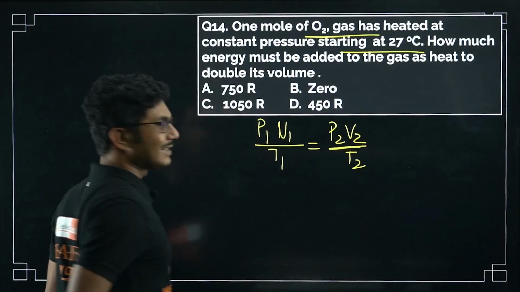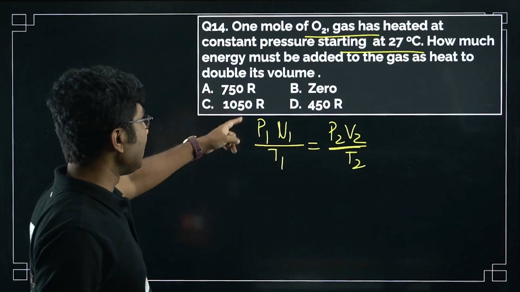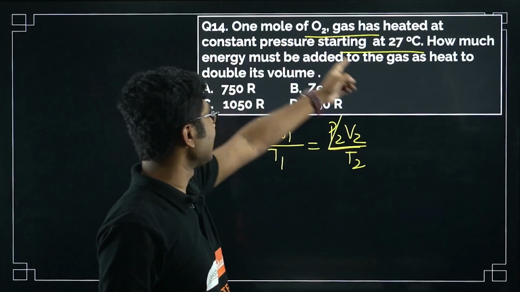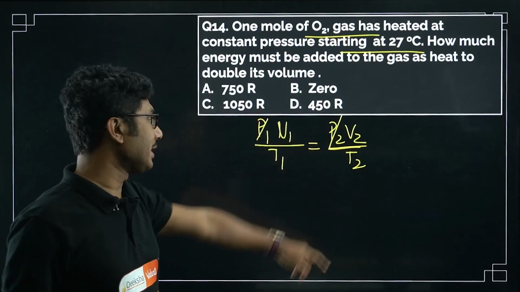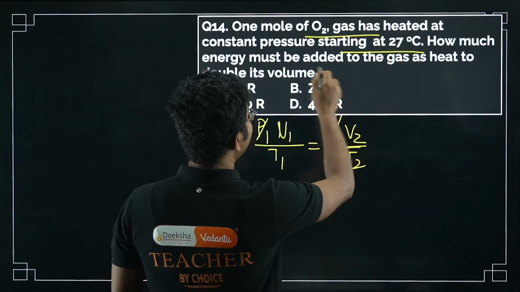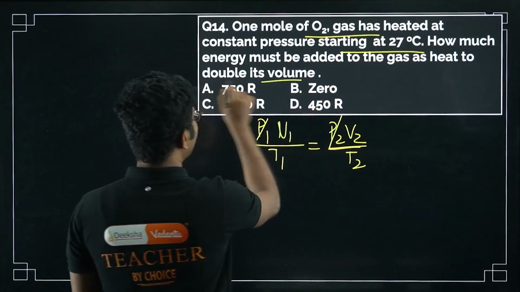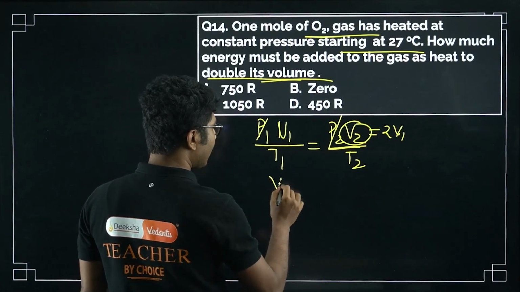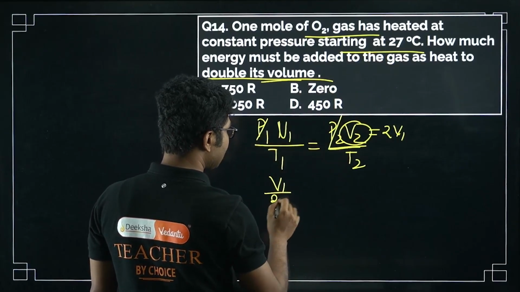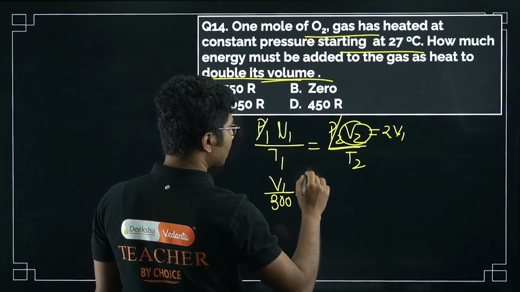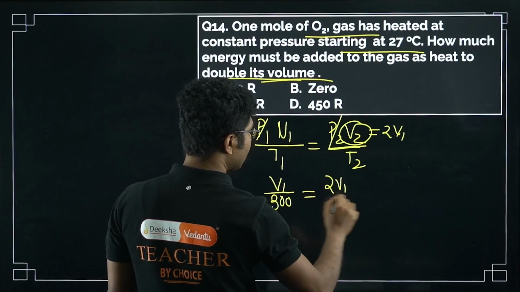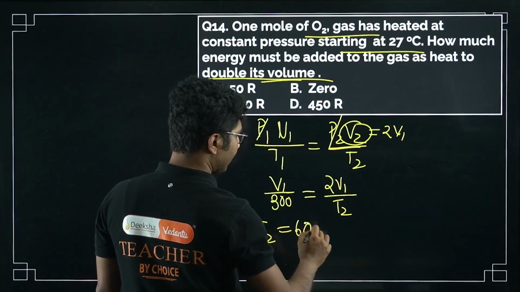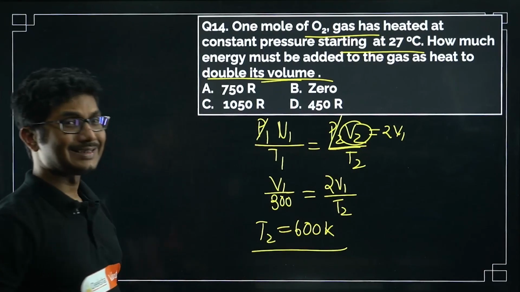So you have to understand that P1 is constant, so P1 is equal to P2, and they will cancel because it is said constant pressure. So V1 by T1 is equal to V2 by T2. The final volume is double, that means V2 is equal to 2V1, right? So V1 by 27 degrees Celsius, which means 300 Kelvin, equals 2V1 by T2. So T2 is basically 600 Kelvin. So the final temperature is 600 Kelvin.